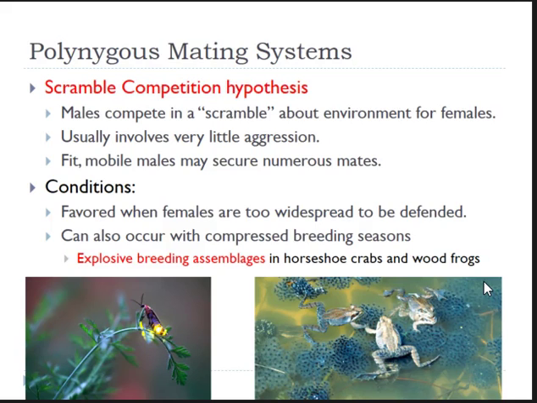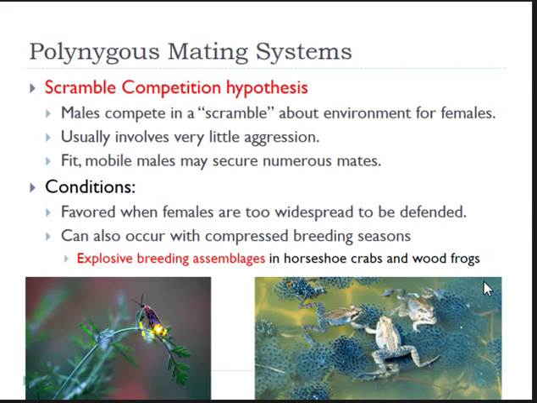It can also occur with really compressed breeding seasons. Sometimes you'll hear about these; they're called explosive breeding assemblages. Frogs are famous for doing this, where basically all the female frogs of a species will lay their eggs over a night or two in a given summer. And so there's just basically this huge scramble where males are coming in, the females are laying eggs, and males are coming in and just trying to fertilize every egg they can find. So they find all the females they can, and they fertilize as many possible eggs as possible.